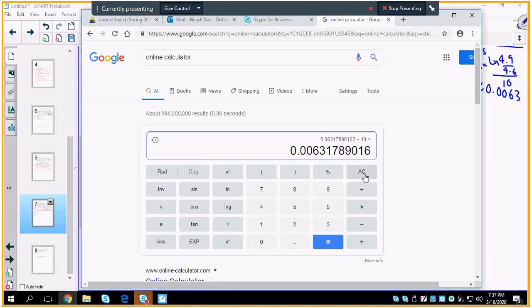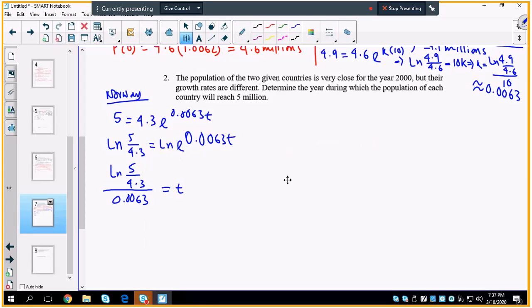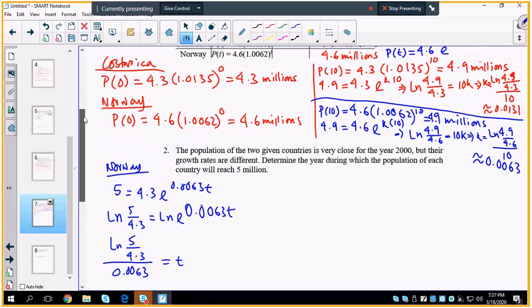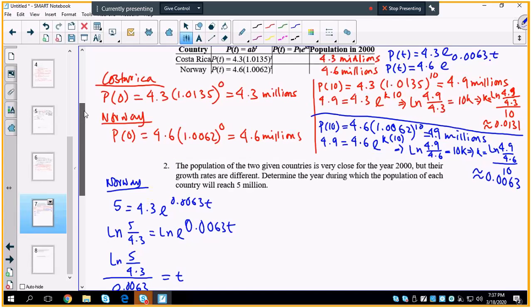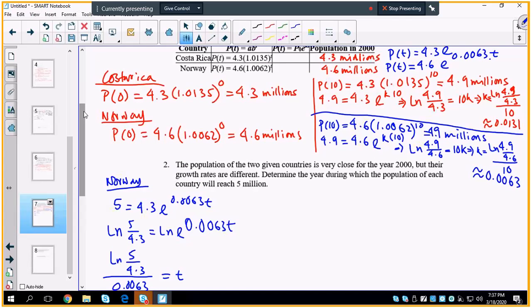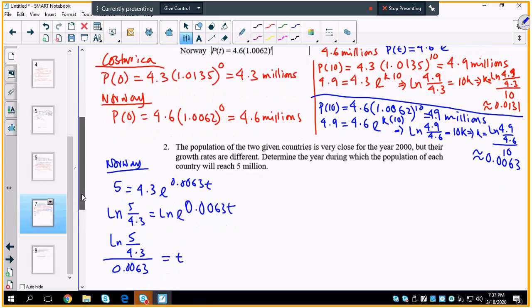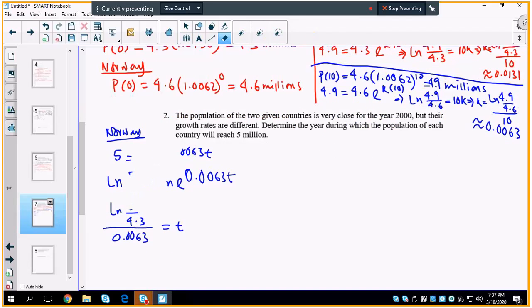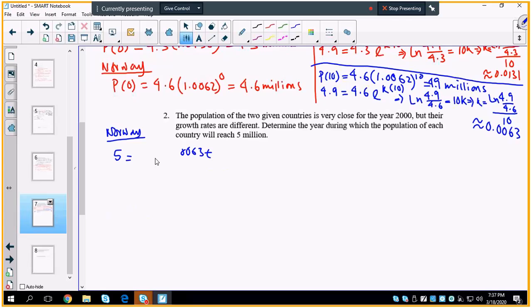5 divided by 4. I think it should be 4.6 because I was doing it for Norway. Norway will be 4.6, so we should divide by 4.6. So I have to change some of these digits. So let's write it down one more time. 5 is equal to 4.6 times e to the power 0.0063t.